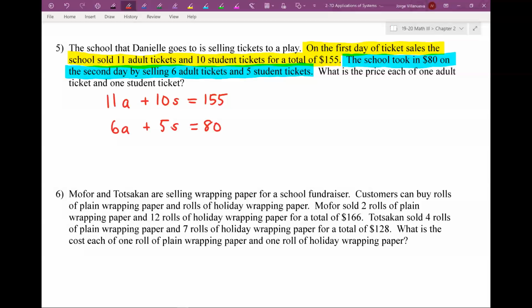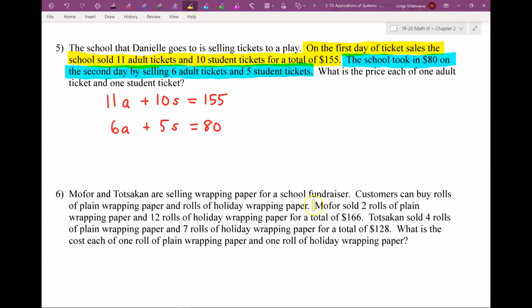Now the next one looks even longer, right? I'm not sure how to say these names, but they are selling wrapping paper for a school fundraiser. Great, good for them. Customers can buy rolls of plain wrapping paper and rolls of holiday wrapping paper. Again, I don't care, right? Let's find the good stuff. The good stuff is coming up.